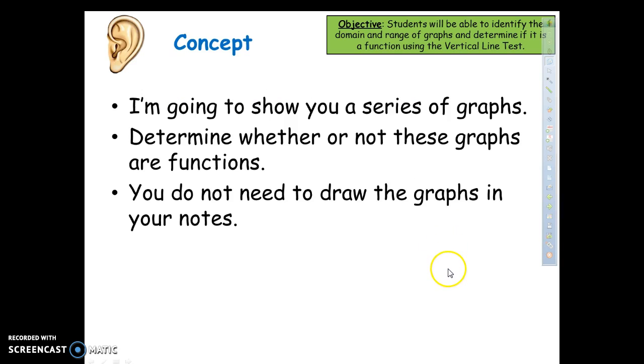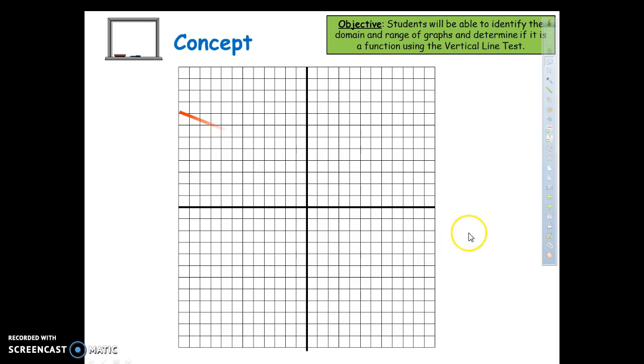I'm going to show you a series of graphs, and we want to determine if these graphs are functions. You don't need to draw the graphs or take any notes. So here I have this function, and I'm going to try my vertical line test. Notice my vertical line never touched the graph at more than one location. As it passed through, it was always touching the graph only at one spot. So this is a function.